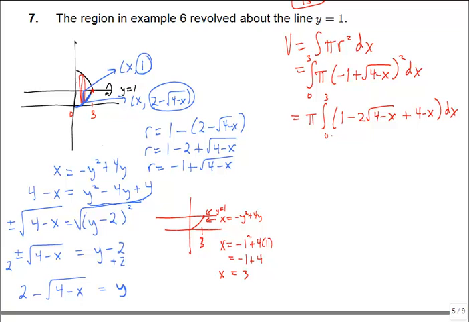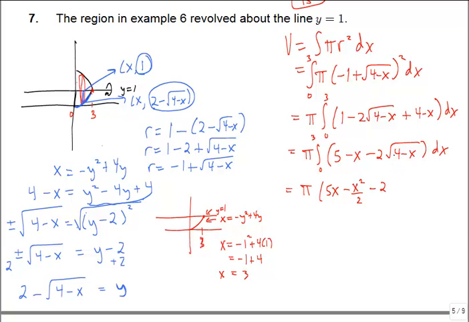Let's combine a few like terms here really quick. 1 plus 4 is 5, and then I've got that minus x and that minus 2 square root of 4 minus x. So the antiderivative of 5 becomes 5x. The antiderivative of x becomes x squared over 2. That minus 2 is going to stay put.